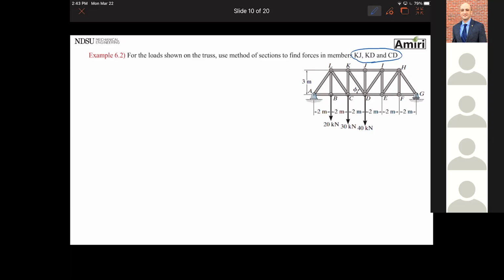The first thing we do in method of sections, we're going to make an imaginary cut that goes through these members. Okay, so let me see. KJ, KD, and CD. Okay, I think I figured it out. If I make an imaginary cut, you see that? It goes through all three. And I just told you, if you cut through a member, the forces are going to show up. So if I make the cut, then I'm going to have to draw a free body diagram of each section.